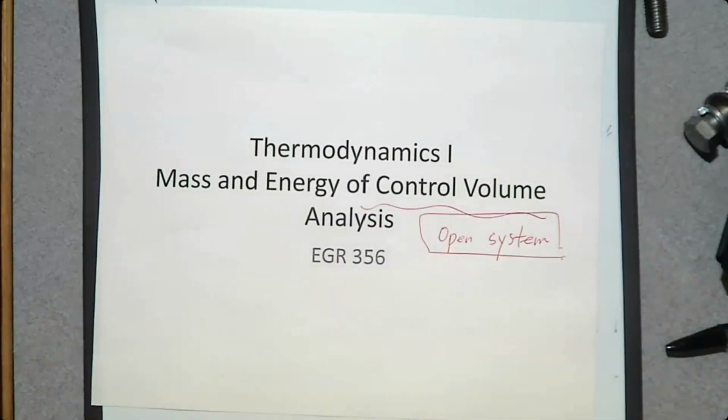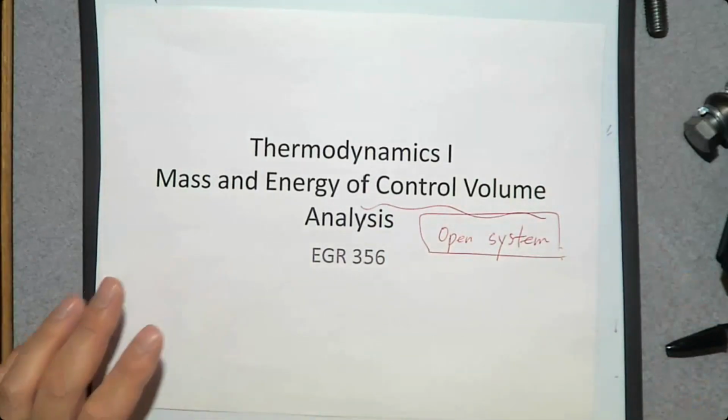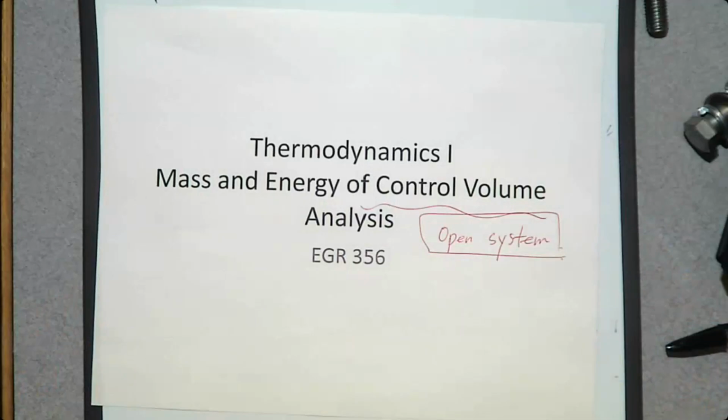So previous chapter 3 was for control mass analysis. Control mass analysis means closed system. Control volume analysis means open system. What is the difference? Control mass analysis means that mass is constant. So that's the definition of closed system. The closed system does not necessarily mean that something is closed. It means mass is constant.